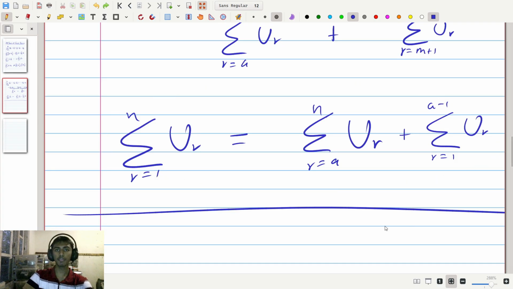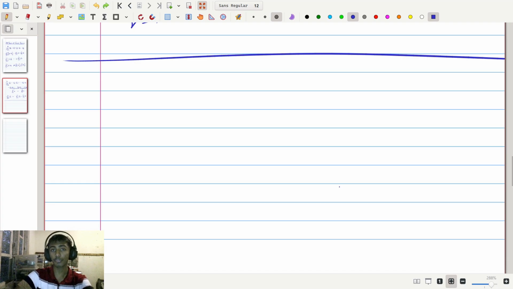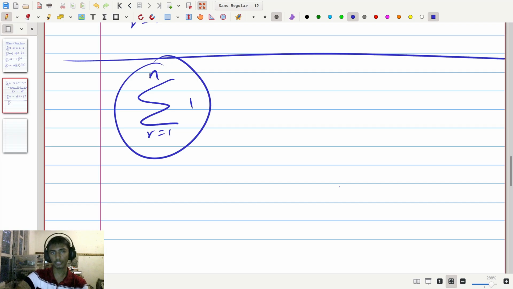To start off, the very first sum we're going to be talking about in our list of simple sums that we're going to be using later for more complicated sums is the sum from r equals 1 up to n of 1. Now you might think this is a very simple sum, but it's actually quite important. It is the baseline sum in all of our sums.